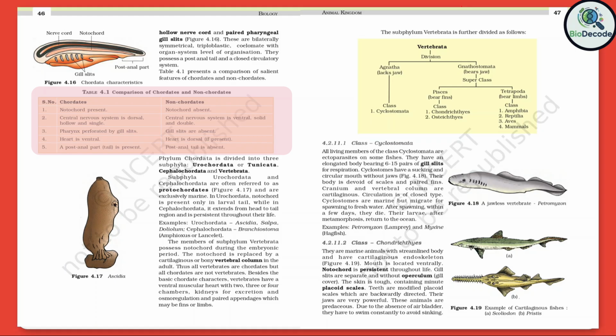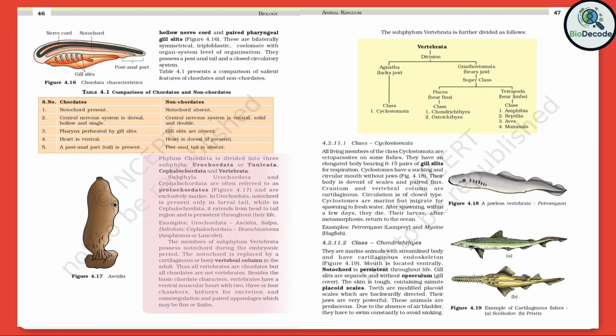Third, circulatory system, closed in chordates, usually open in non-chordates. Fourth, heart position, ventral in chordates, dorsal or absent in non-chordates. And last, gill slits and postanal tail, present in chordates at some life stage, absent in non-chordates. This comparison table provides a comprehensive evolutionary perspective, showing how the emergence of the notochord and dorsal nerve cord marked the beginning of vertebrate lineage and greater physiological specialization.